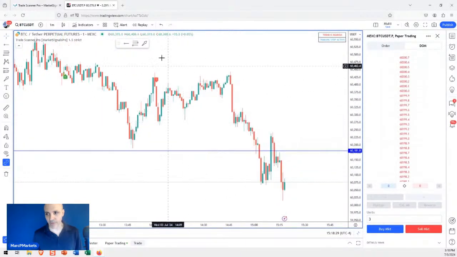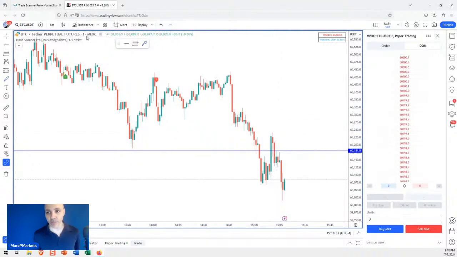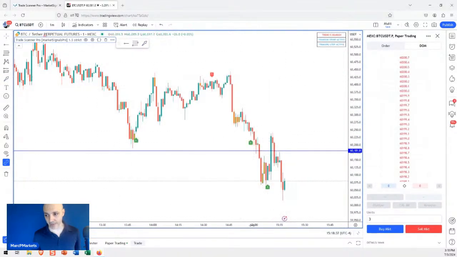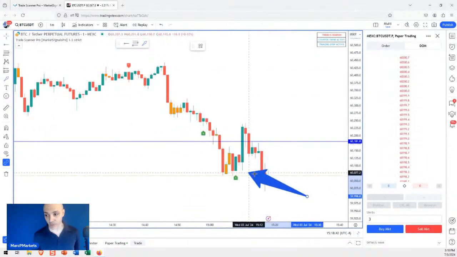So back to my 1 minute. My 1 minute never gave me the signal here. I had to go to a smaller time frame. So don't be confused by that. Stick to your original plan. So we're still trying to look for longs here. This may turn into a double bottom.